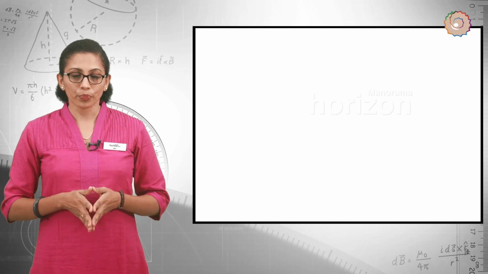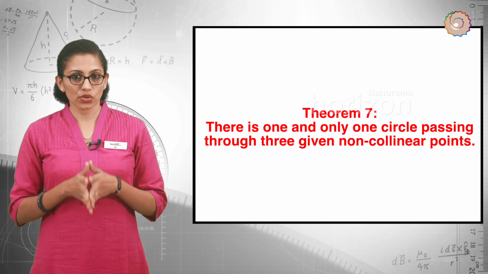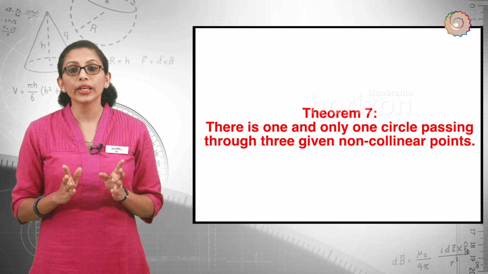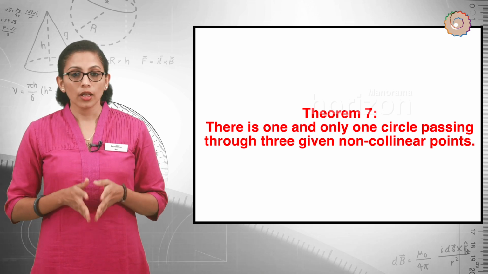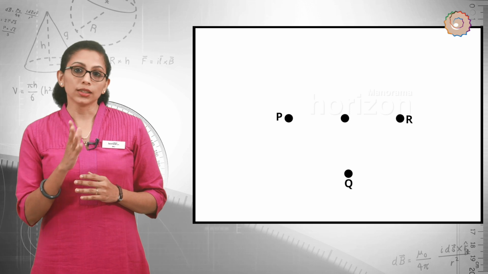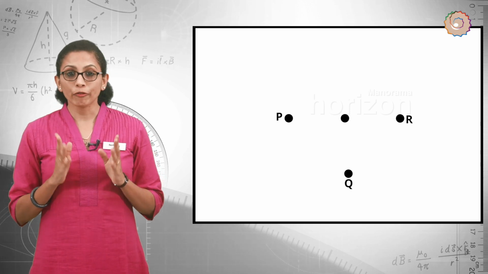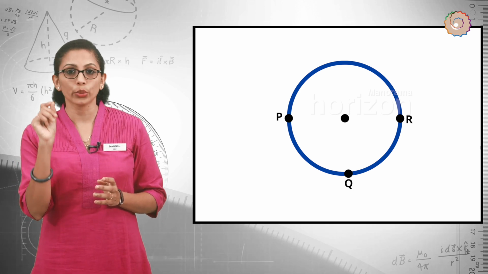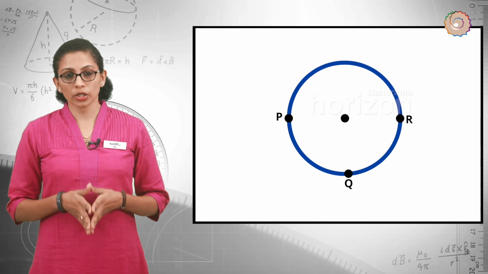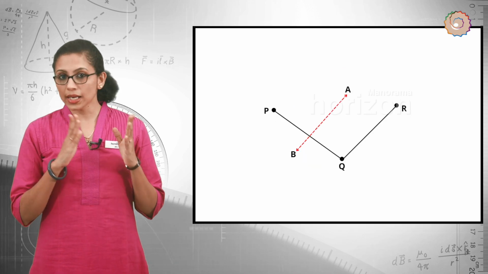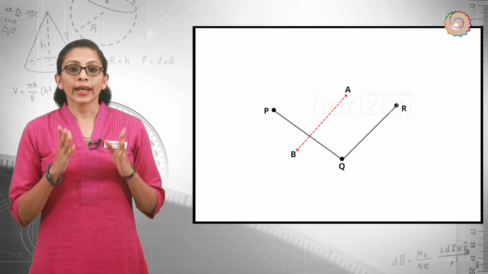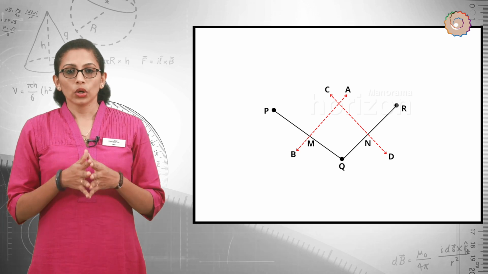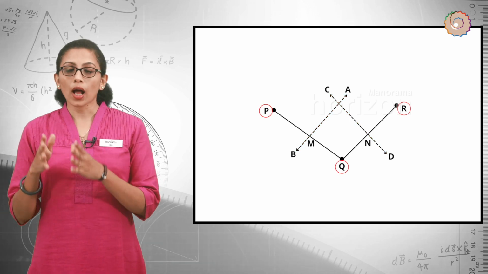Let's see the proof. Theorem number 7. Theorem statement: There is one and only one circle passing through 3 given non-collinear points. Given P, Q, R are the 3 non-collinear points, and we need to prove only one circle passes through these points, that is P, Q and R. Coming to the construction part, draw AB, the perpendicular bisector of PQ at M, and CD, the perpendicular bisector of QR at N. Coming to the proof part, P, Q, R are non-collinear.